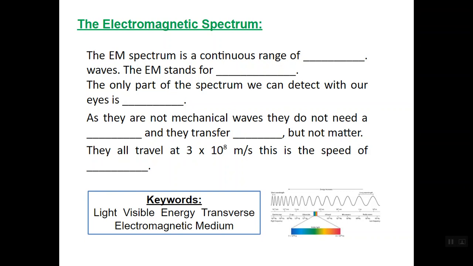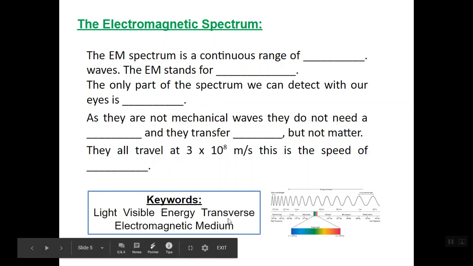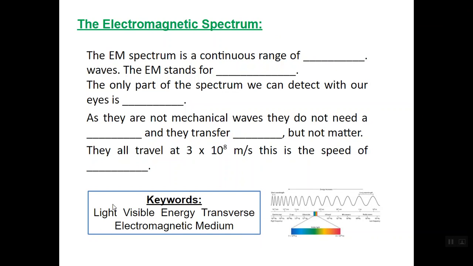Now, once you've done that video, you need to do this fill the gaps. So from the video, you will get the words that you need to put into here. And they are on here as well for the keywords. So you should be able to do that and build up a basic definition of the electromagnetic spectrum.